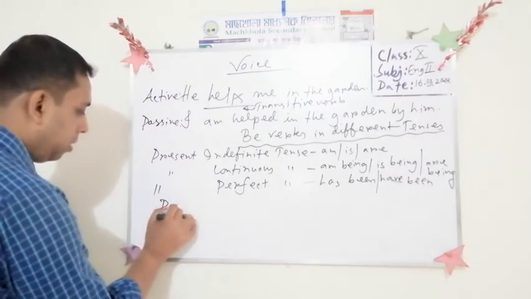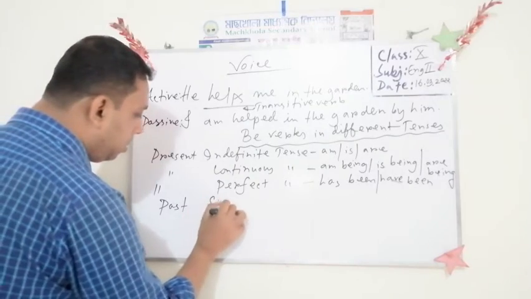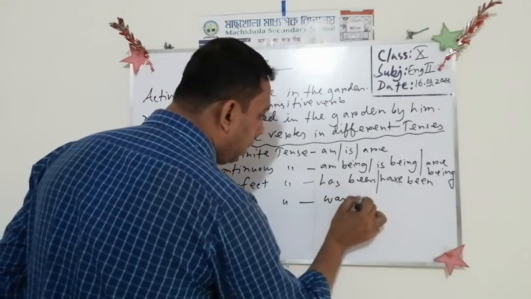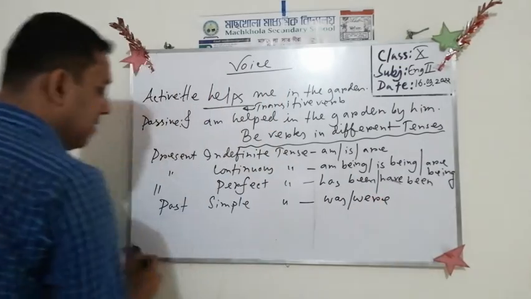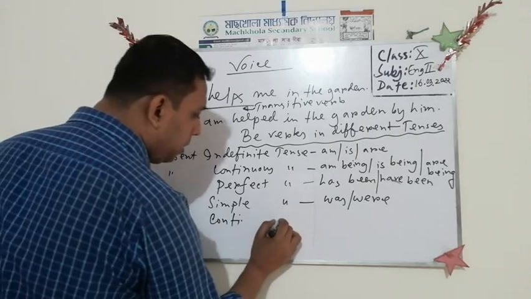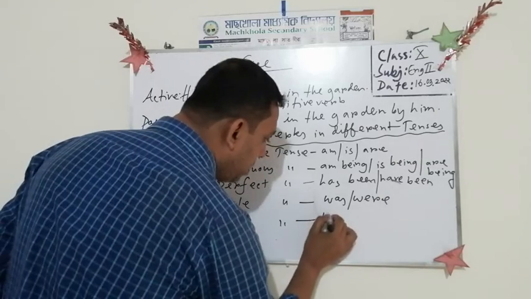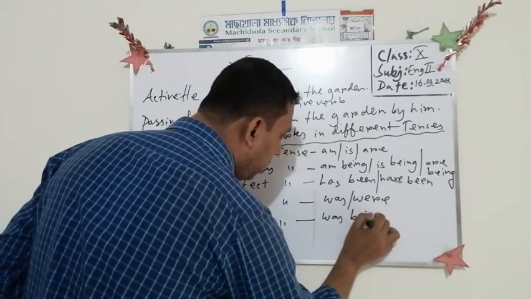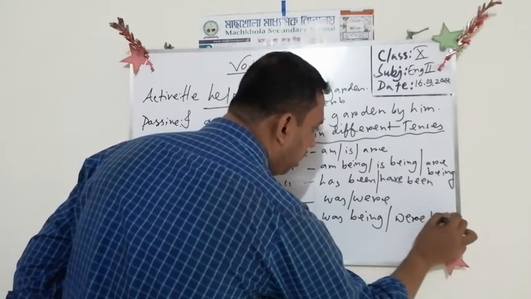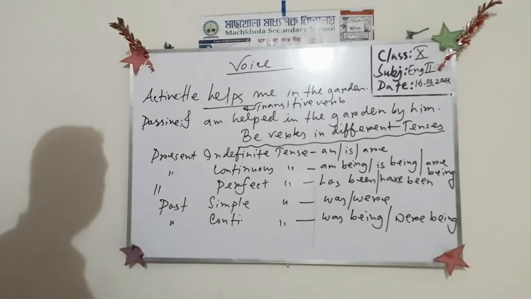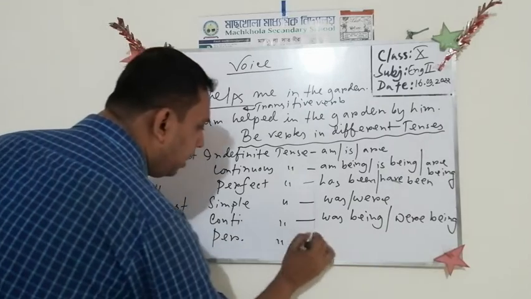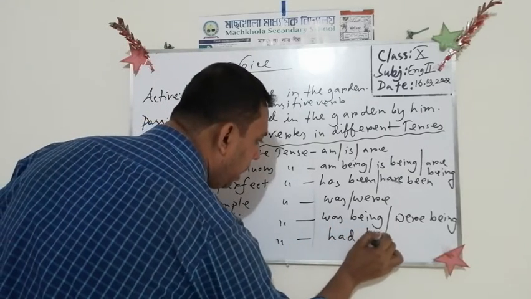Past simple. So past simple tense, was, were. Past continuous tense, was being, were being. Okay. Past perfect tense, had been, only had been. Okay.